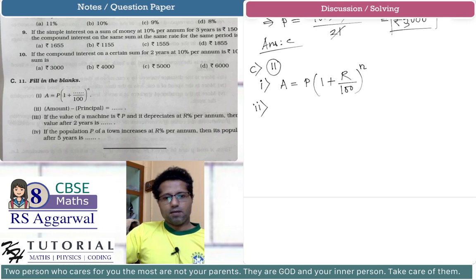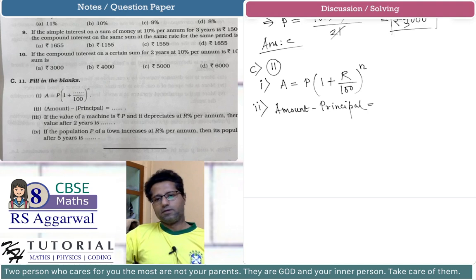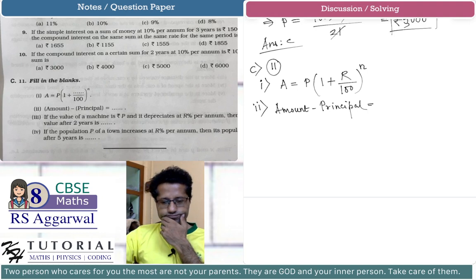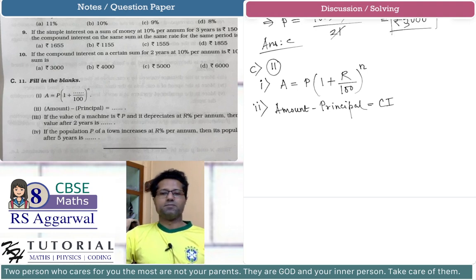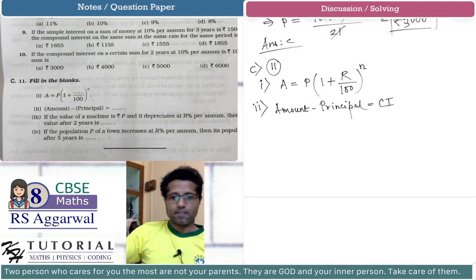Part 2, amount. It is saying amount minus principal. Amount minus principal is equal to, now it is not given whether this is regarding simple interest or compound interest. Amount minus principal is always compound interest.